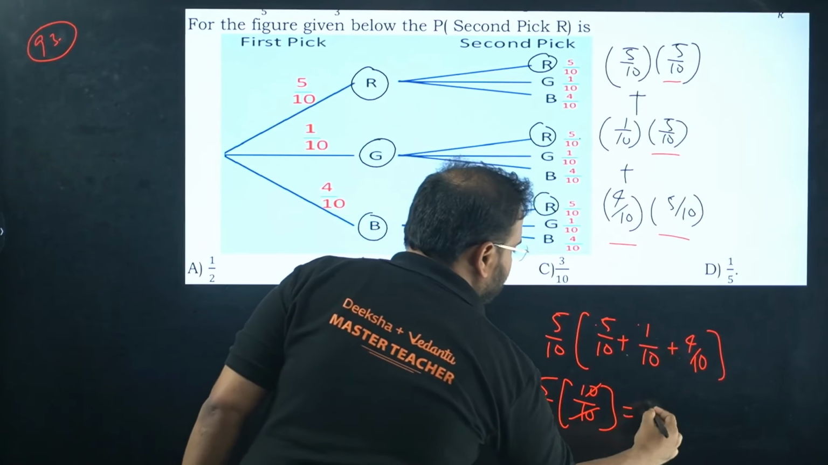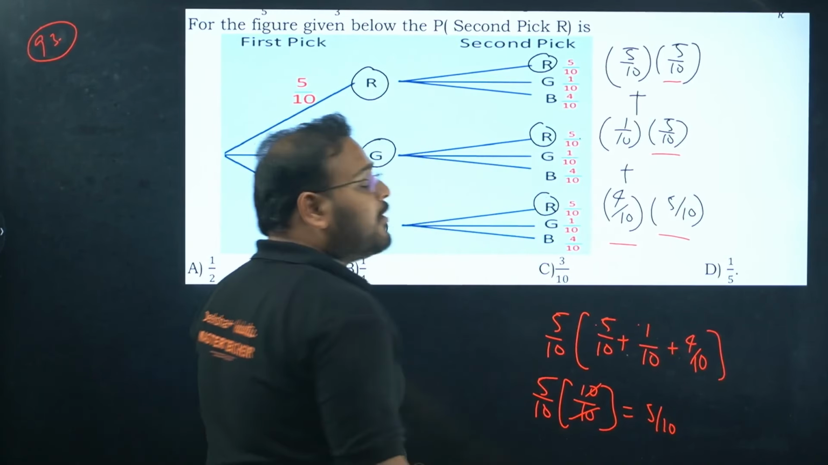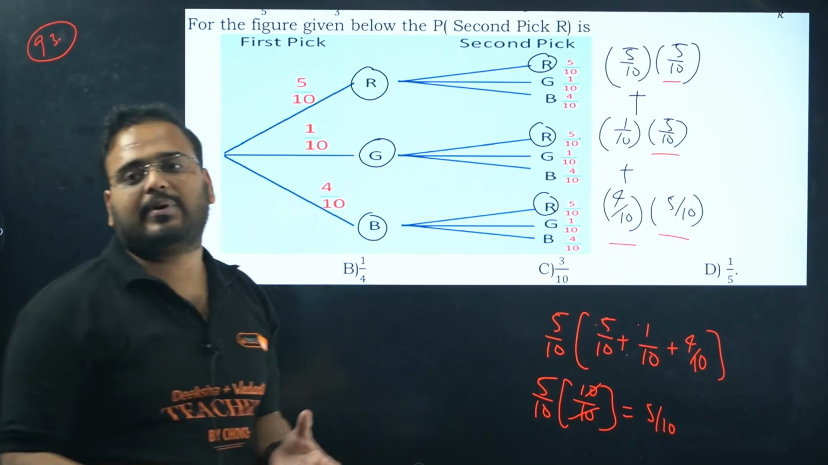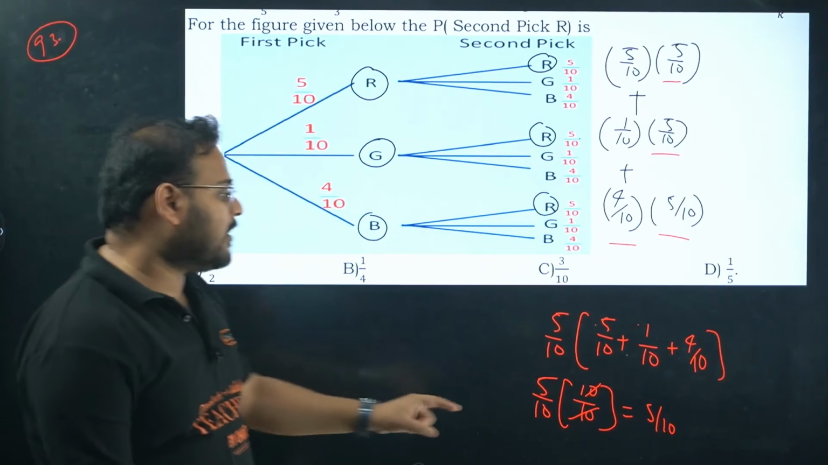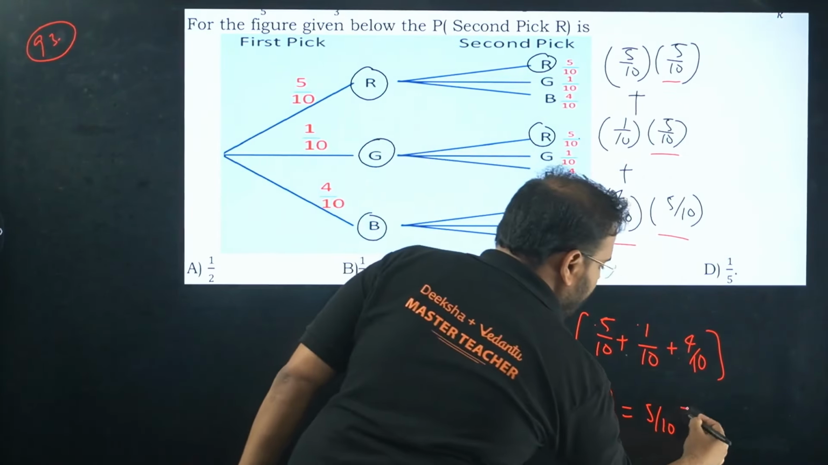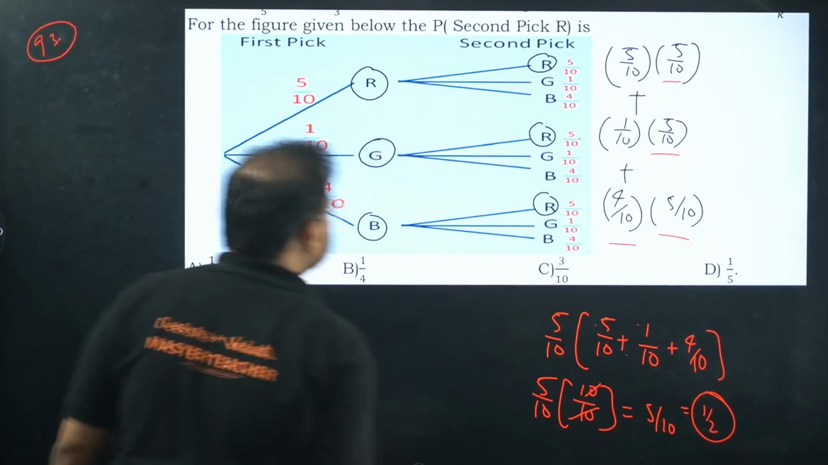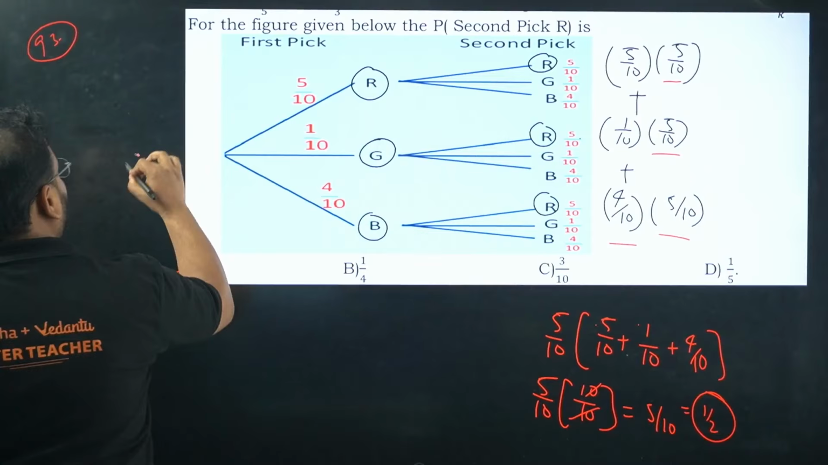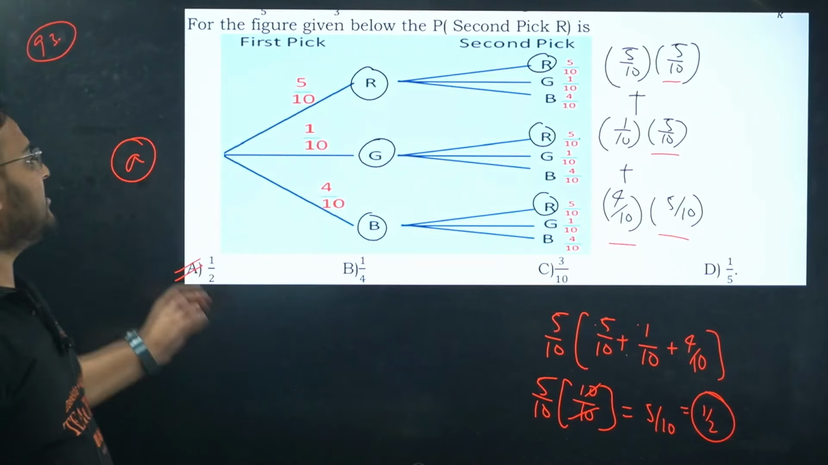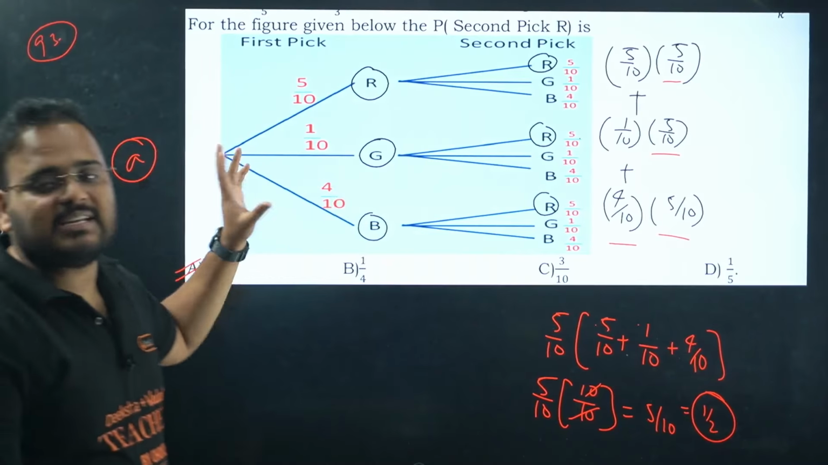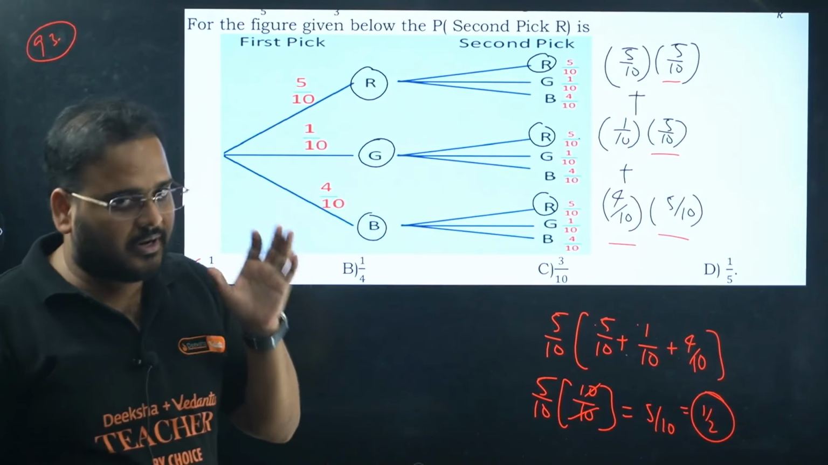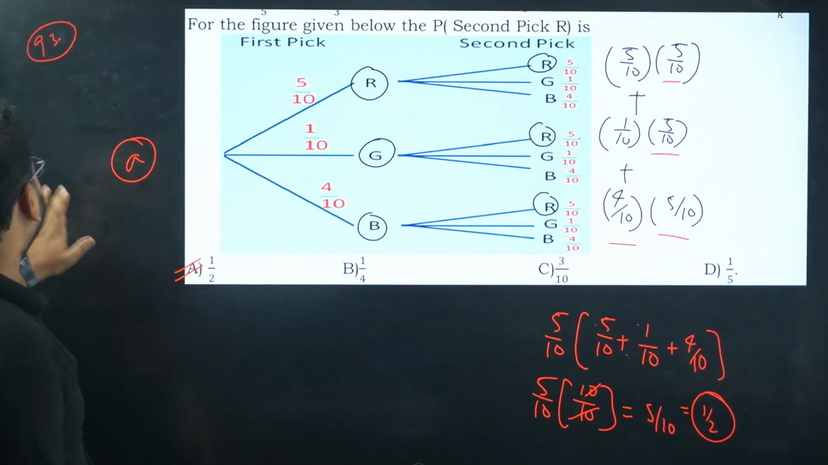Answer is coming as what? 5 by 10. Means probability of getting the second pick as R is what? 5 by 10 only. Answer is what? 5 by 10 means 1 by 2. So answer is option A. 93 is done. Straightforward, simple question, guys. Tree method, method of solving probability is used over here. Be careful, get the result.